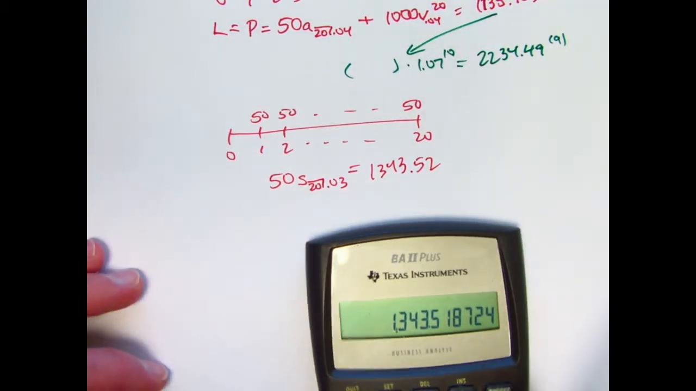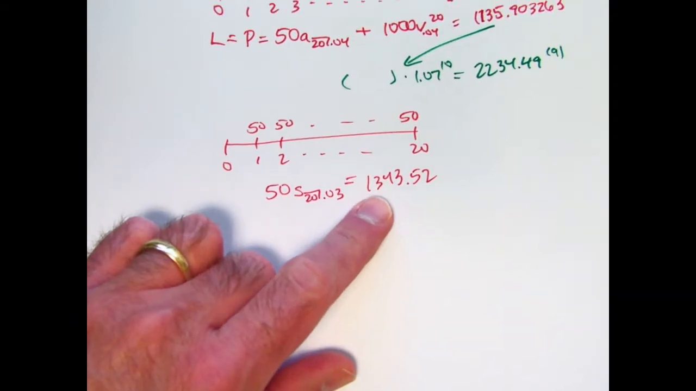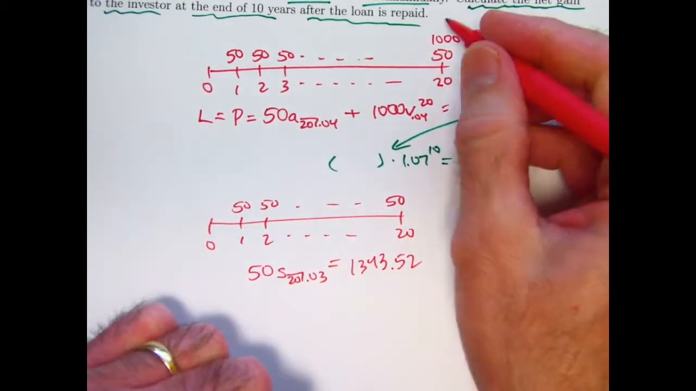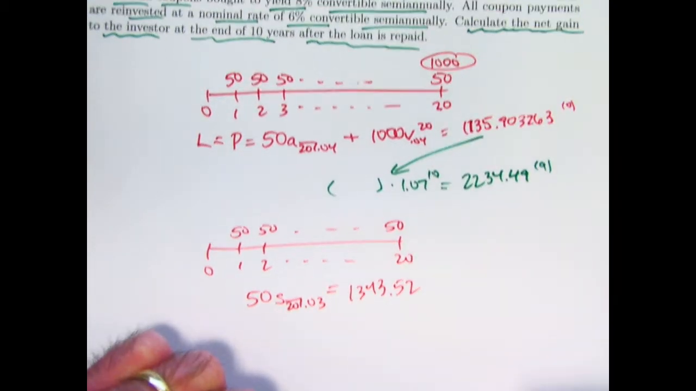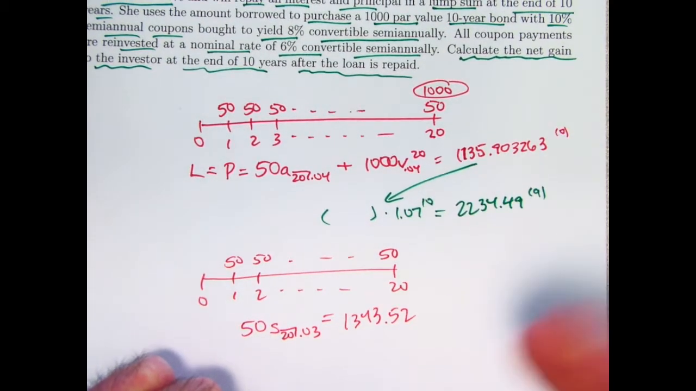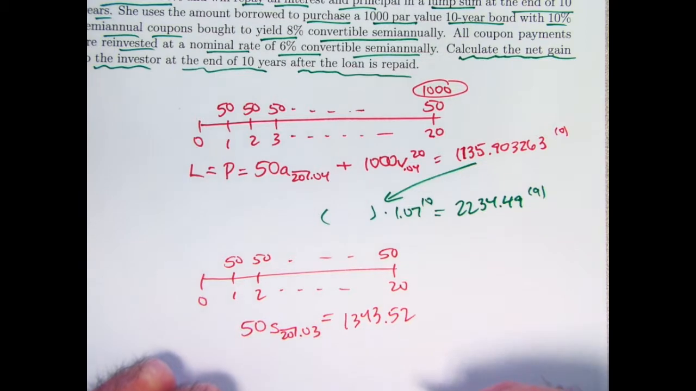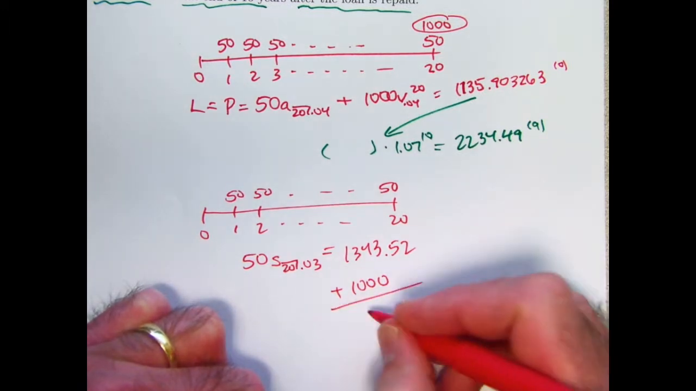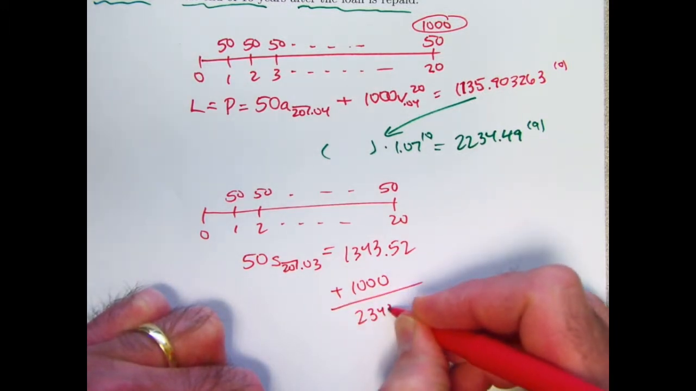Okay, so what is her net gain? Well, she's got this money that she gained. She also, at the end of 10 years, gets the bond face value, which is the same as the par value, which is the same as the redemption value here. So in total, she receives 1,343.52 plus 1,000, 2,343.52.